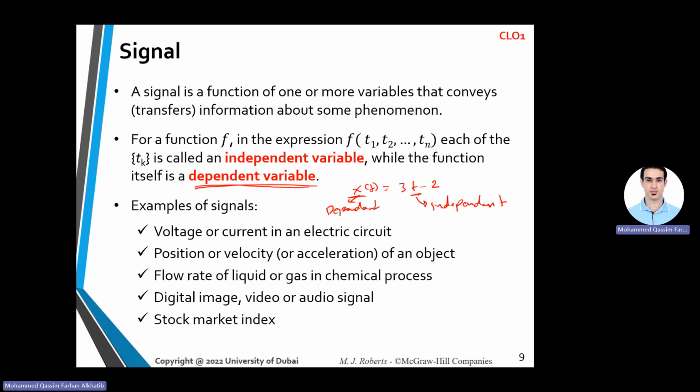There are many forms of signals. In electrical engineering, most of the signals are in the form of voltage or current. In mechanical systems, we have position and velocity; in fluid dynamics, flow rate. In digital signal processing, we have digital images or image processing, and also stock market indices in finance.